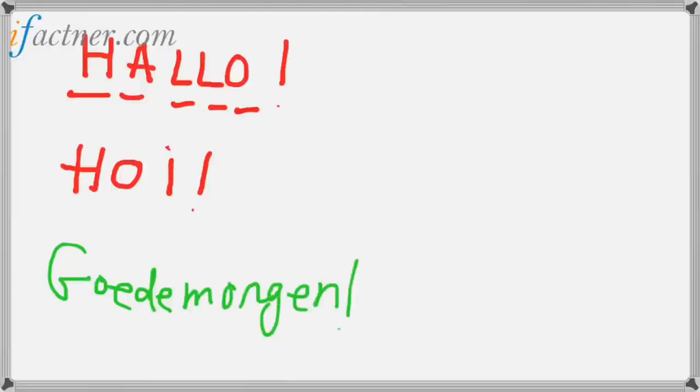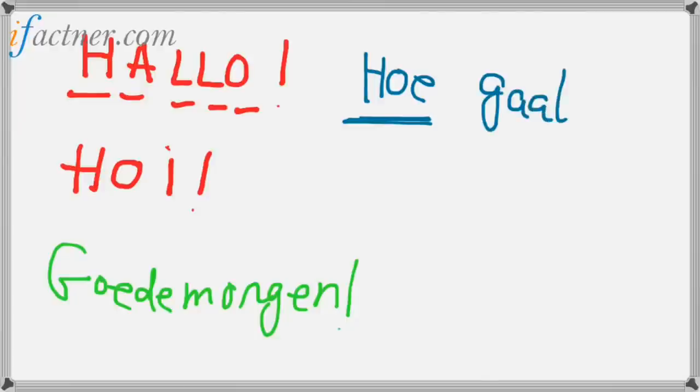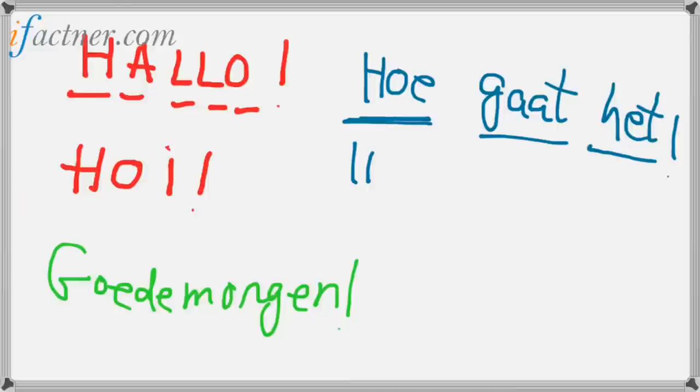And after that, you can say, Who hat it? Hat means going. Het. How is it going? Het is it. How goes it? Or it generally means how are you?